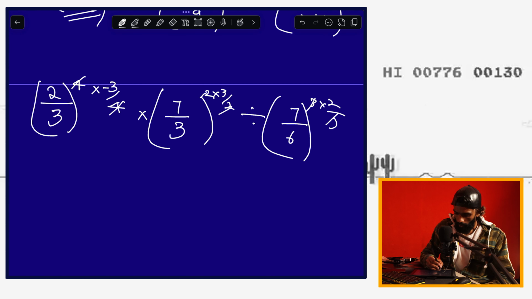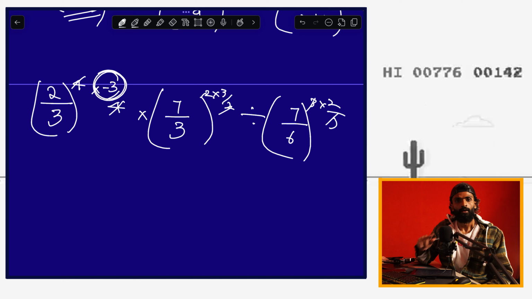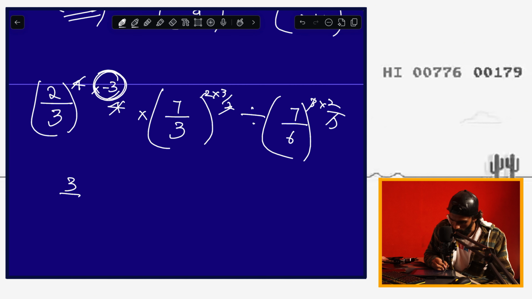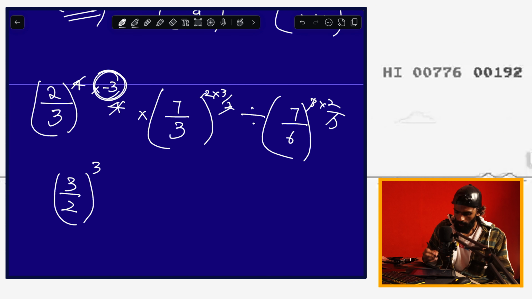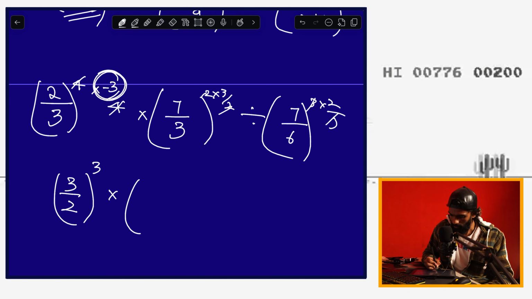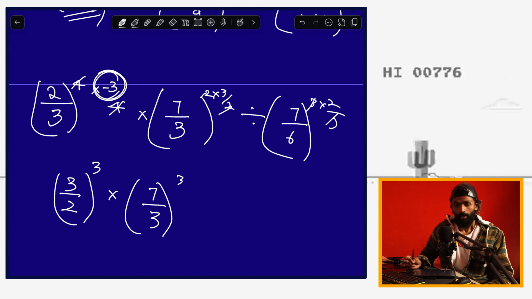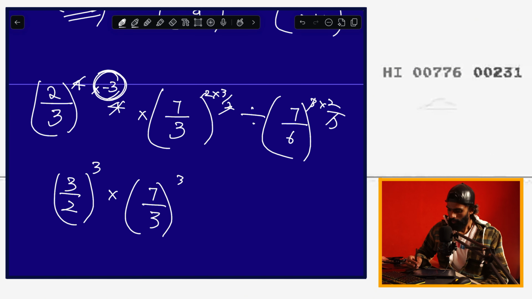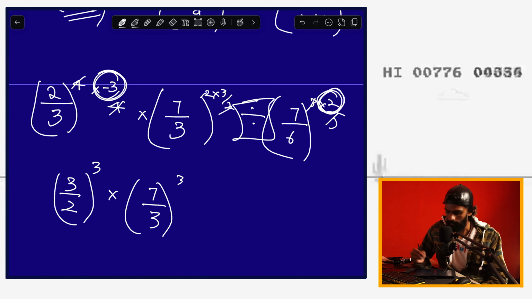Okay, now minus 3 is there. I am not comfortable. I want to change the sign of the power. So I flip the base. So the base becomes 3 by 2. The power becomes positive. Okay, into (7 by 3) cube. Now listen, one more crazy thing. Here, there is no minus. But there's a division.